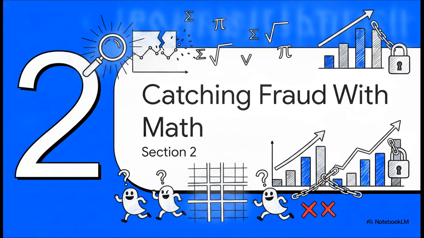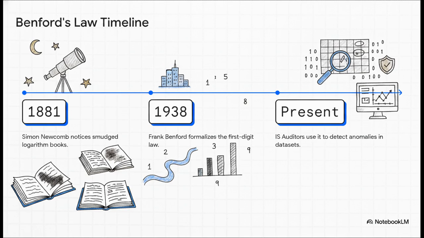Moving right along to Section 2, Catching Fraud with Math. Now that we have our tools, what happens when we actually unleash them? I found this absolutely fascinating. When human beings try to commit fraud and just make up numbers, we are surprisingly bad at it.